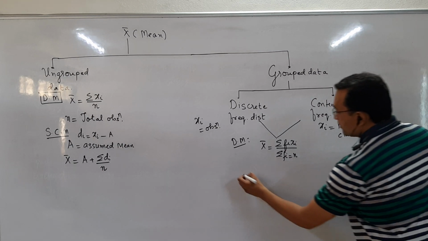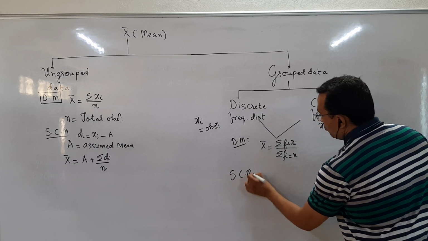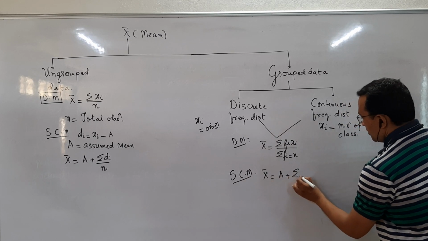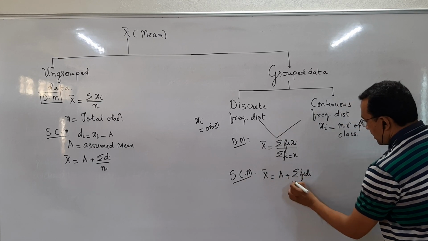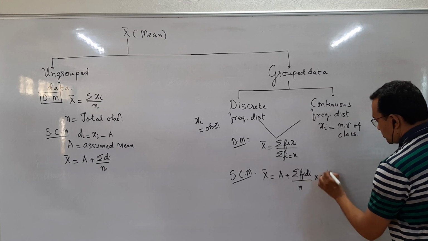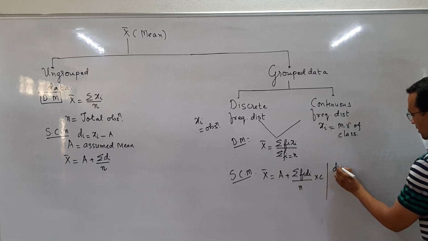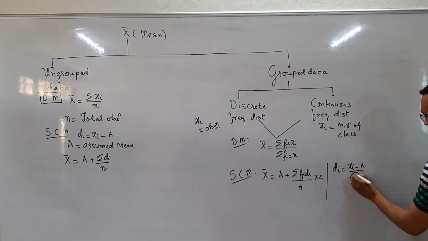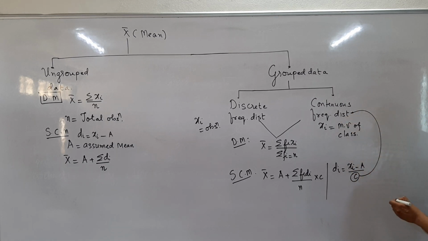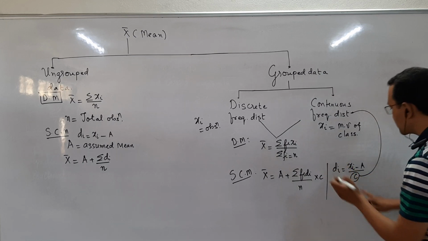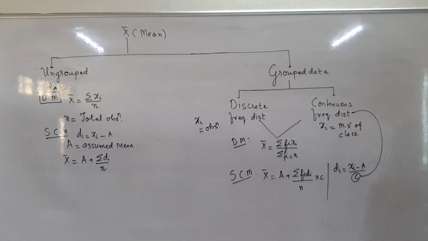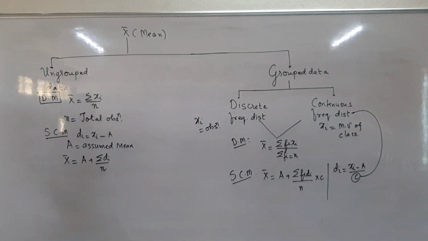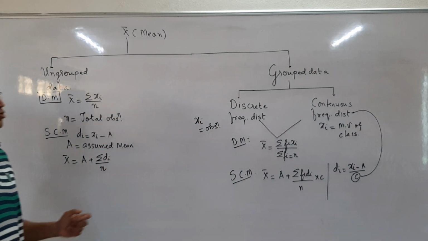Now, the shortcut method formula for both series is x bar is equal to a plus sigma fi di upon n into c, where di will be xi minus a upon c. If it is a continuous series, c stands for class interval, and if it is a discrete series, c stands for the value by which we divide. So, this is the list of formulas, students.